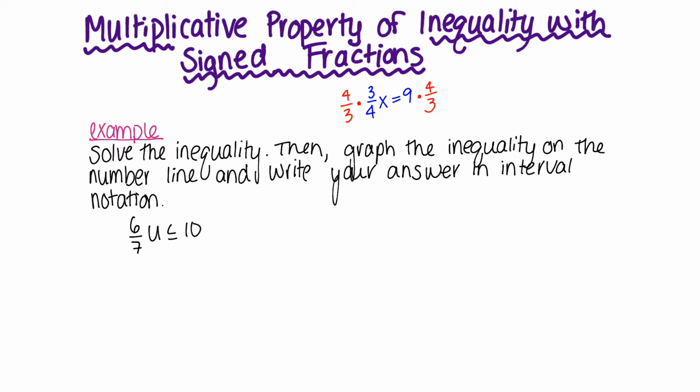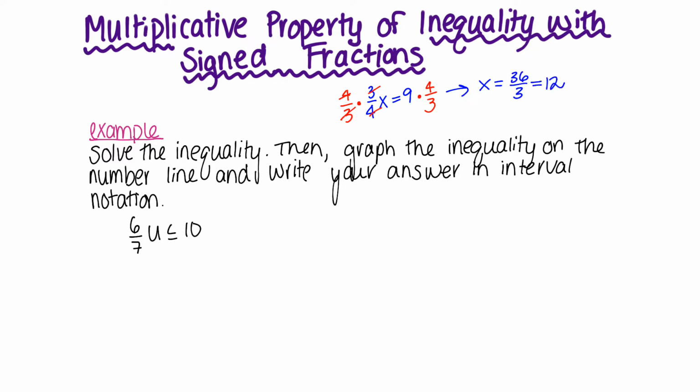of the coefficient on the x. So the coefficient on the x is 3/4. The reciprocal of 3/4 is just that fraction flipped upside down. That's going to end up canceling everything. So the 4's cancel, the 3's cancel, which gives you just your x by itself. So you get x equals 9 times 4/3 is going to be 36/3, which is 12.